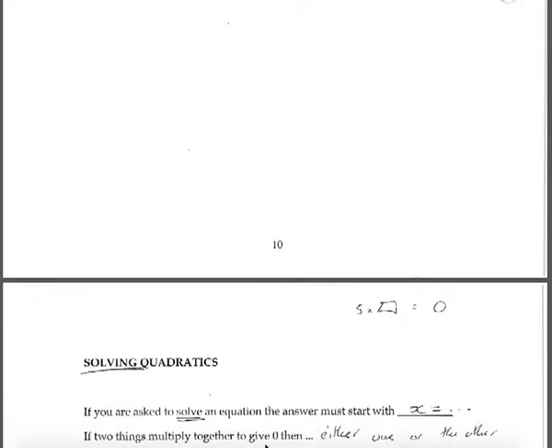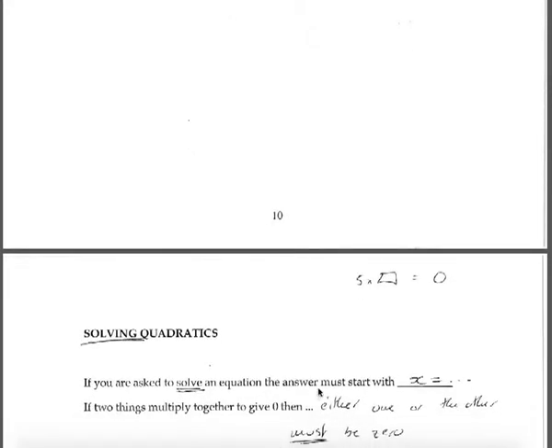And this method relies on the fact that if two things multiply together to give an answer of 0, one of them must be 0. There is no other way of doing that. So 5 times something is 0. The only possible number that could go in here is 0. If I tried 5 times 1/5, it wouldn't give me 0. If I tried 5 times minus 5, it wouldn't give me 0. So if two things multiply together to give me 0, I know that one of them or the other one must be 0. That's the only way it can happen.